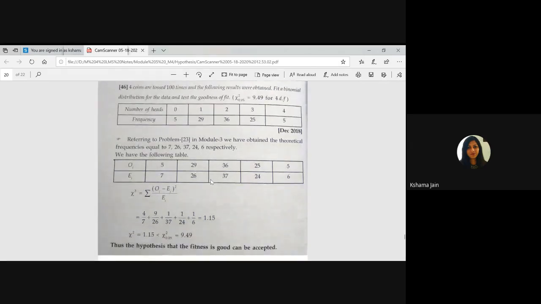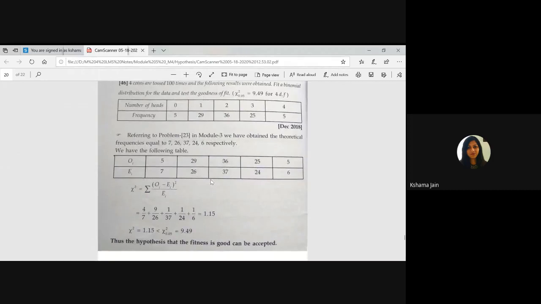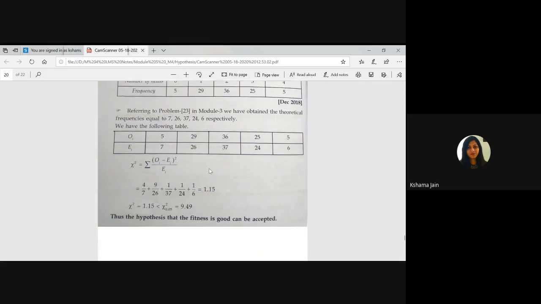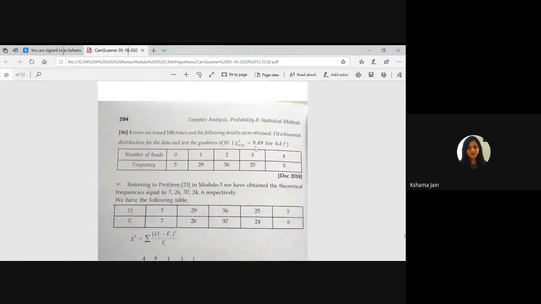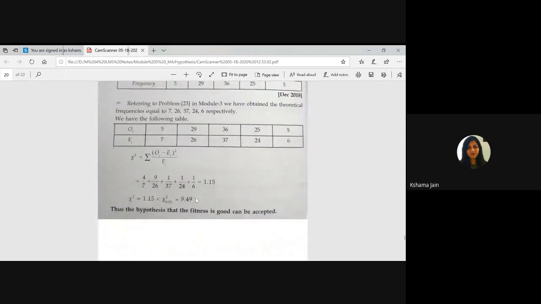Referring to problem 23 in module 3, we have obtained the theoretical frequencies. I don't know if you have the book, please go through it. Here they have given the observed frequency and expected frequency. Again, we make a next column (Oi minus Ei) squared divided by Ei, and put into the formula. The chi-square value is given here as 9.49. If our value is less than that, and of course it is, then our hypothesis can be accepted.